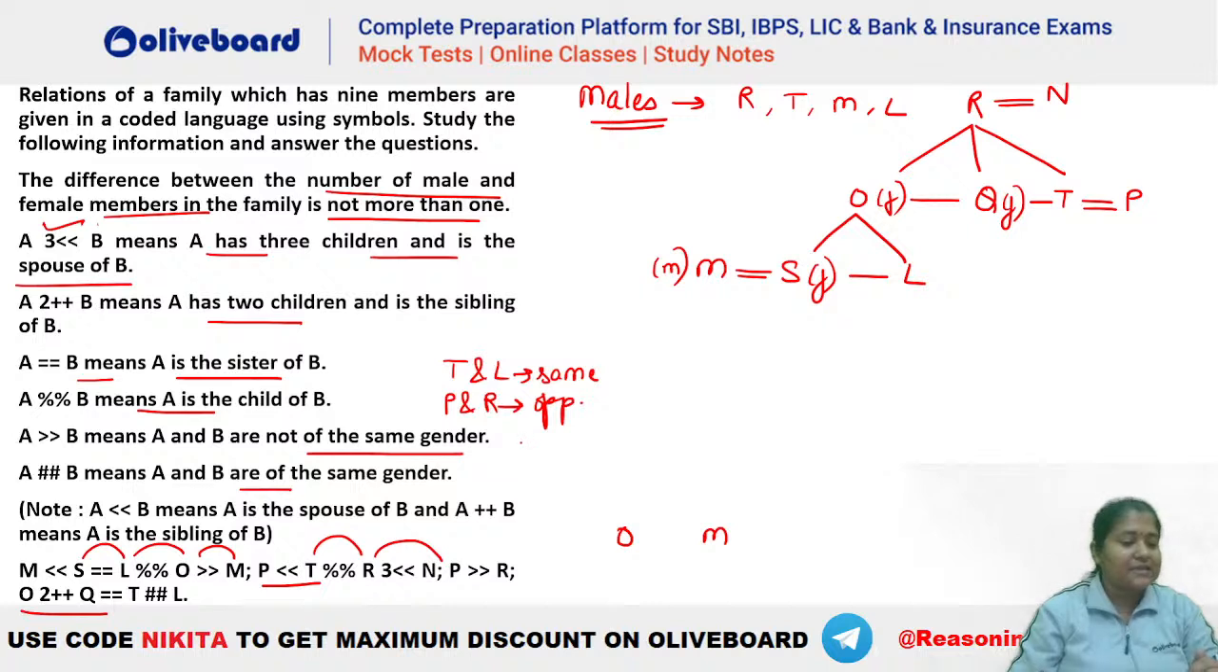Okay. S equal to L means S is the sister of L. Yes, Naveen, S is the sister of L. That is what we have drawn here. No.